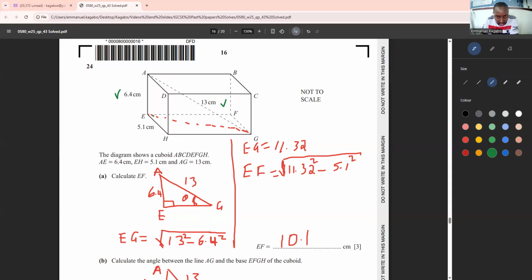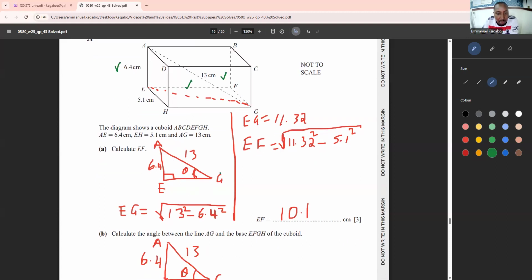So then EG, because I can't find this side without having this. After getting that, the diagonal of the base, I'll be able to get EF. So do Pythagoras theorem, which will be 13 squared minus 4.6 squared, and that will give you that. And when you find the square root of that, it will give you that.